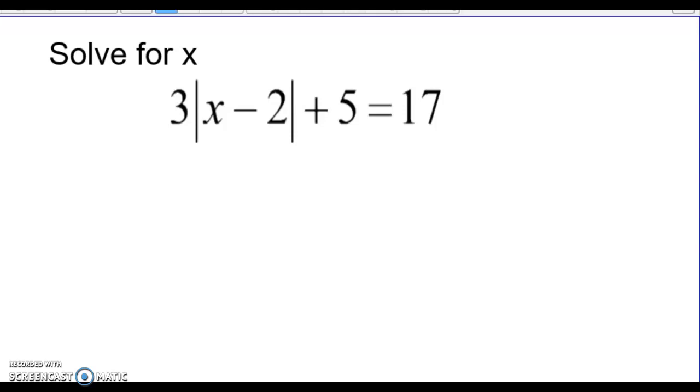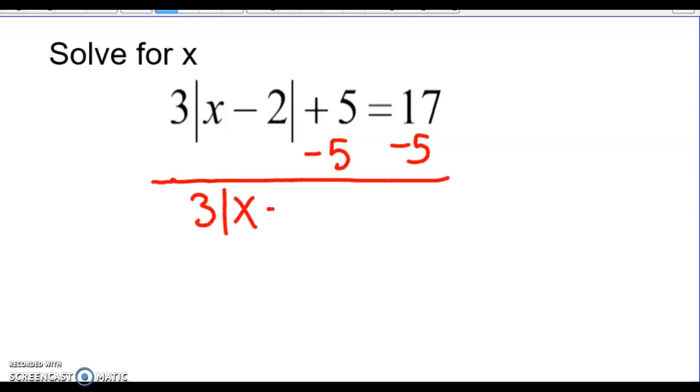When solving an absolute value equation, your first step is to make sure that your absolute value bars are isolated. So here we're going to subtract 5 from both sides first. So we're left with 3 times the absolute value of x minus 2 is equal to 12.